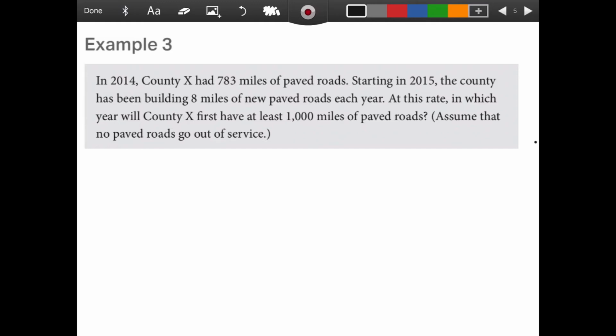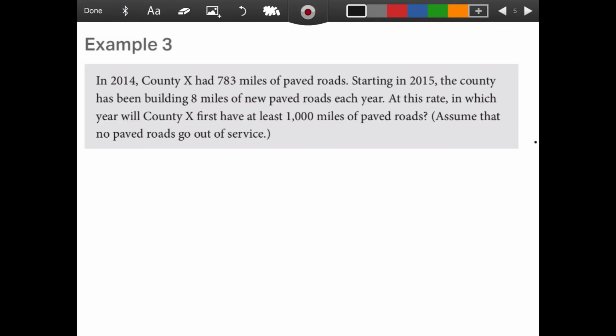So in 2014, County X had 783 miles of paved roads. Starting in 2015, just like the last example, 8 miles each year. At this rate, in which year will County X first have at least 1,000 miles of paved roads? Assume no paved roads go out of service. Now, here, we have to create and solve an inequality.